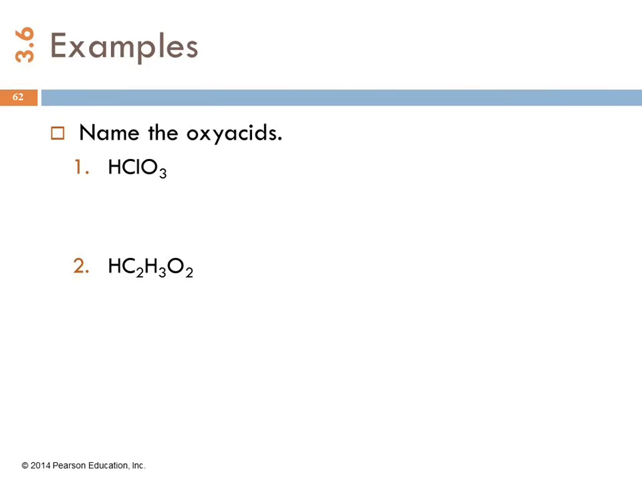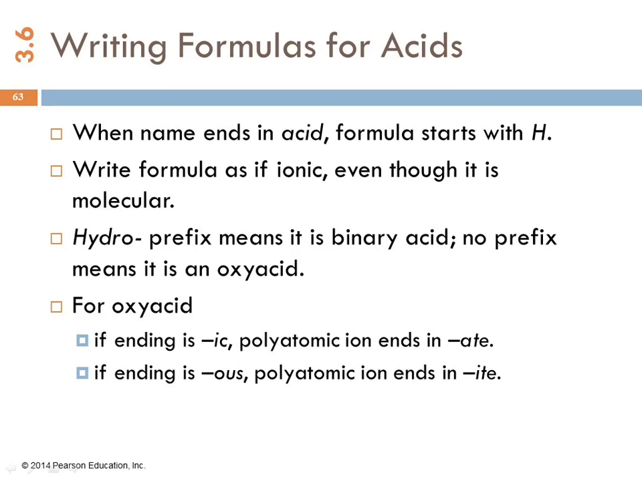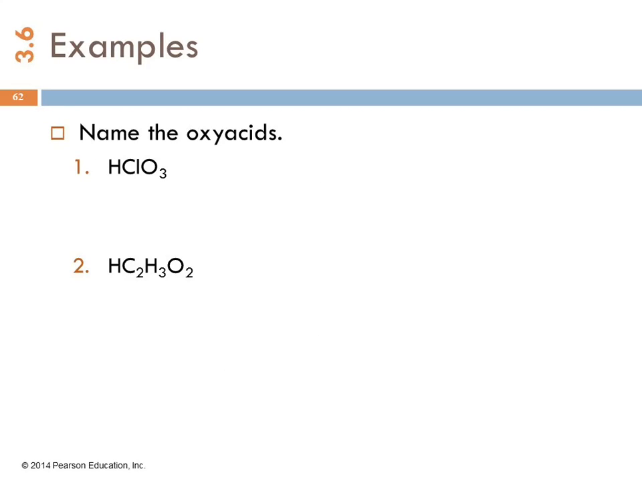So let's name these guys. Yeah, so we look at this and we ignore the hydrogen. ClO3 is, oops, push the wrong part of the screen. Okay, so this is chlorate. Oh, I didn't want that color. Chlorate. So we'll change that ate to ic, and we get chloric acid.